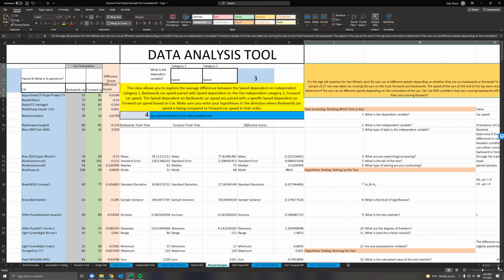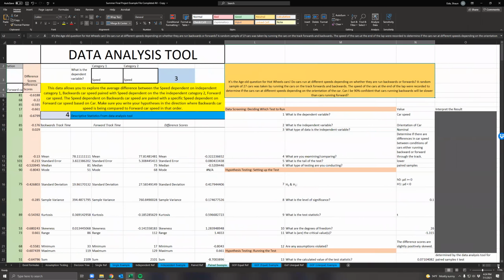So let's look at the prompt. It's the age-old question for Hot Wheels cars. Do cars run at a different speed depending on whether they are run backwards or forwards? A random sample of 27 cars was taken by running the cars on the track forward and backward. The speed of the cars at the end of the lap were recorded to determine if the cars ran at different speeds depending on the orientation of the car. Can I be 90% confident that cars running backward will be slower than cars running forward?